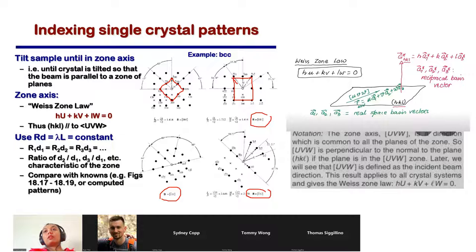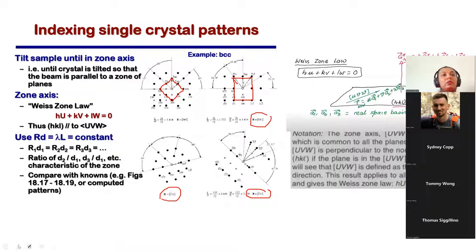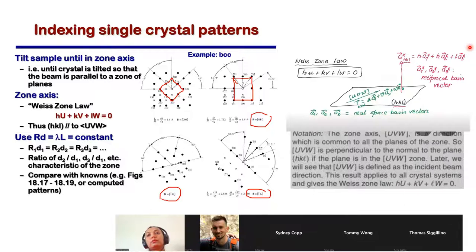So, a zone axis. Right. So in the zone axis, what we see here, your zone axis is UVW. This is your zone axis, that is UVW. It is a direction which is common to all planes of the zone. So this zone axis is basically perpendicular to the normal of this plane. So this is your HKL plane.